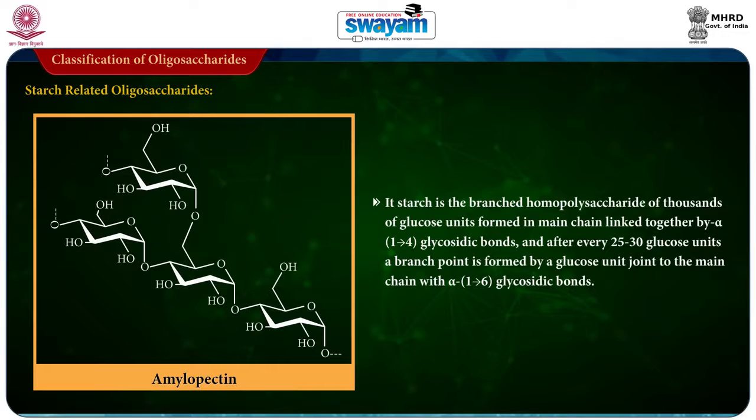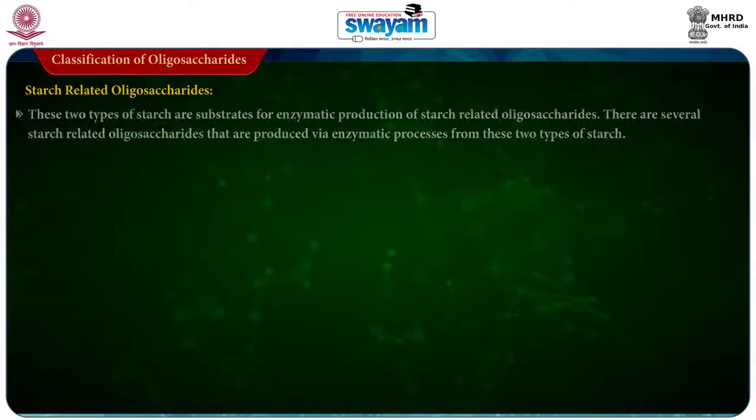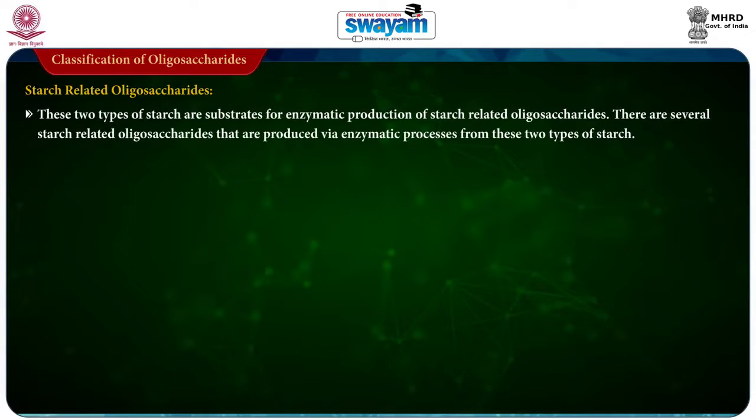Amylopectin starch is the branched homopolysaccharide of thousands of glucose units formed in a main chain linked together by alpha 1,4 glycosidic bonds, and after every 25 to 30 units, a branch point is formed by a glucose unit joined to the main chain with 1,6 glycosidic bonds. These two types of starch are the substrate for enzymatic production of starch-related oligosaccharides.